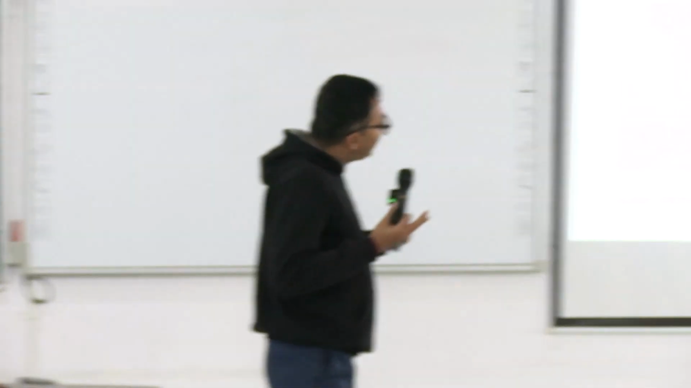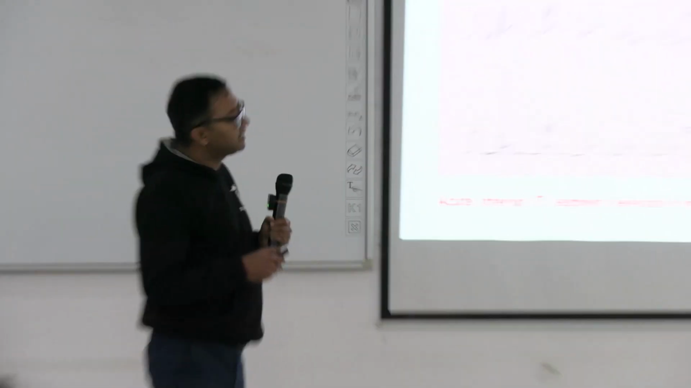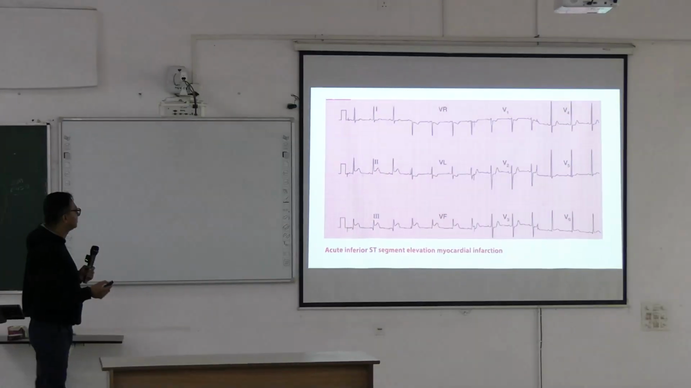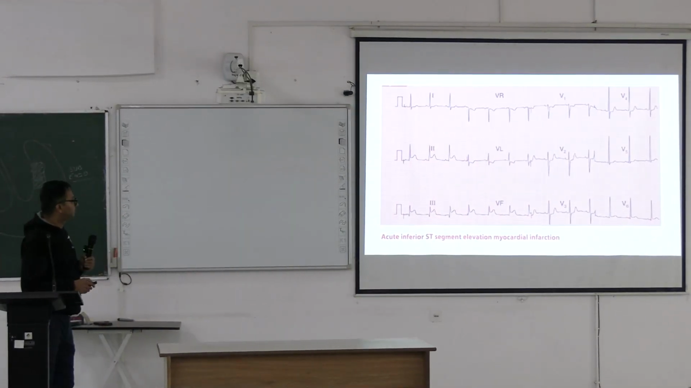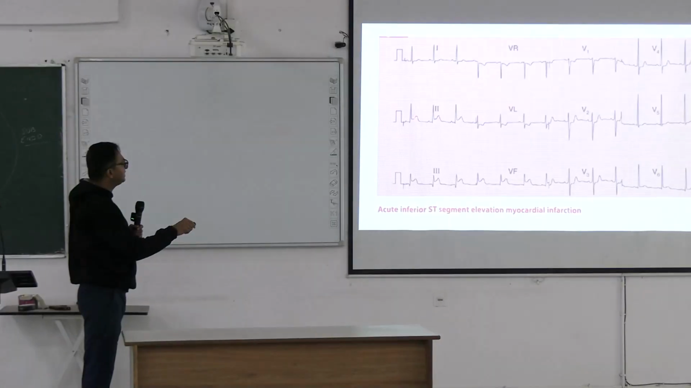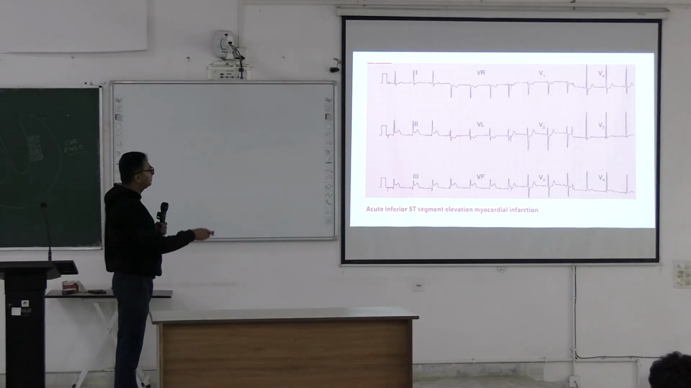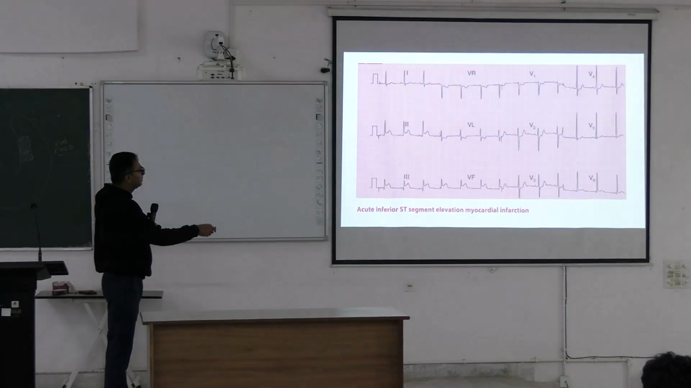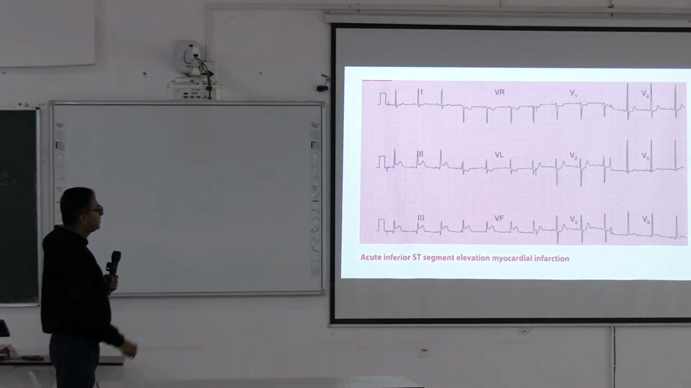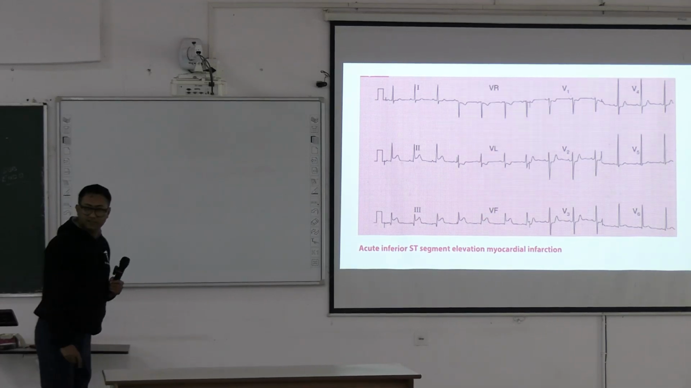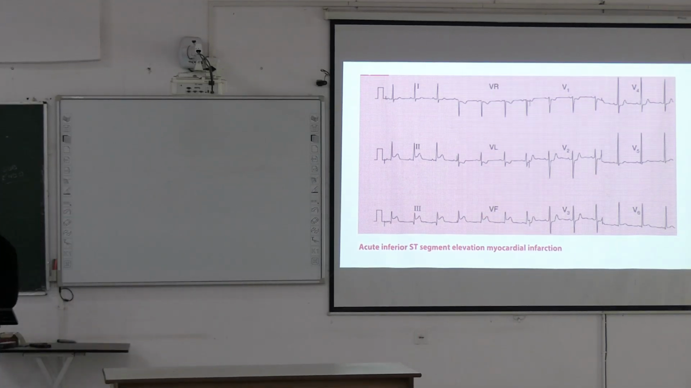So now you need to identify. This is an ECG of a patient, right? And you see the change over here. What are the changes you see here? So check lead 2. ST segment is elevated, right? This type of thing. Okay. So ST segment elevation. Again lead 3, ST segment elevation. Lead AVF, ST segment elevation. Clear? Okay. So you see ST segment elevation in lead 2, 3 and AVF.